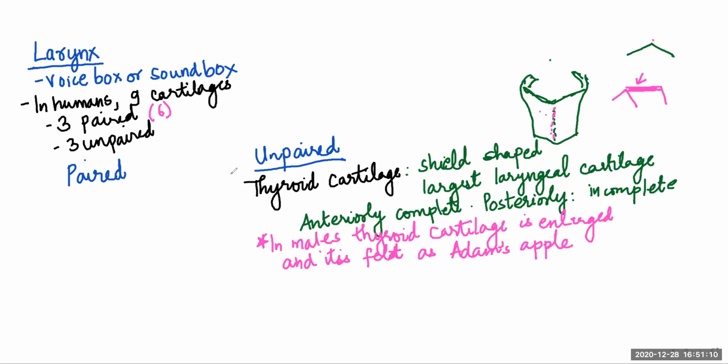Now below the thyroid cartilage, there is another one called cricoid cartilage. Now cricoid cartilage is a ring shaped cartilage.